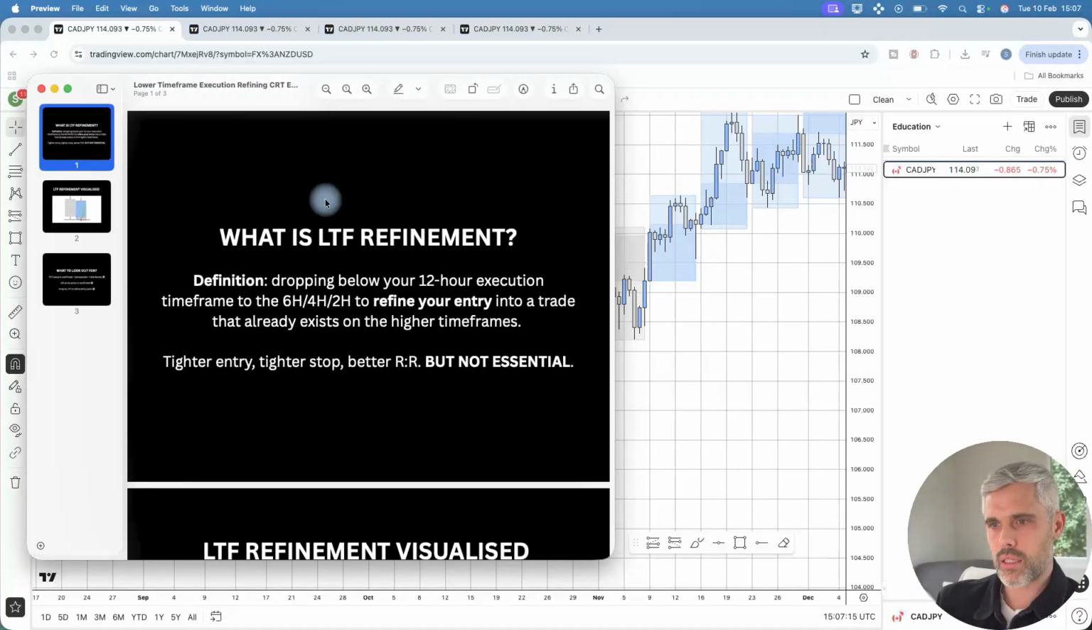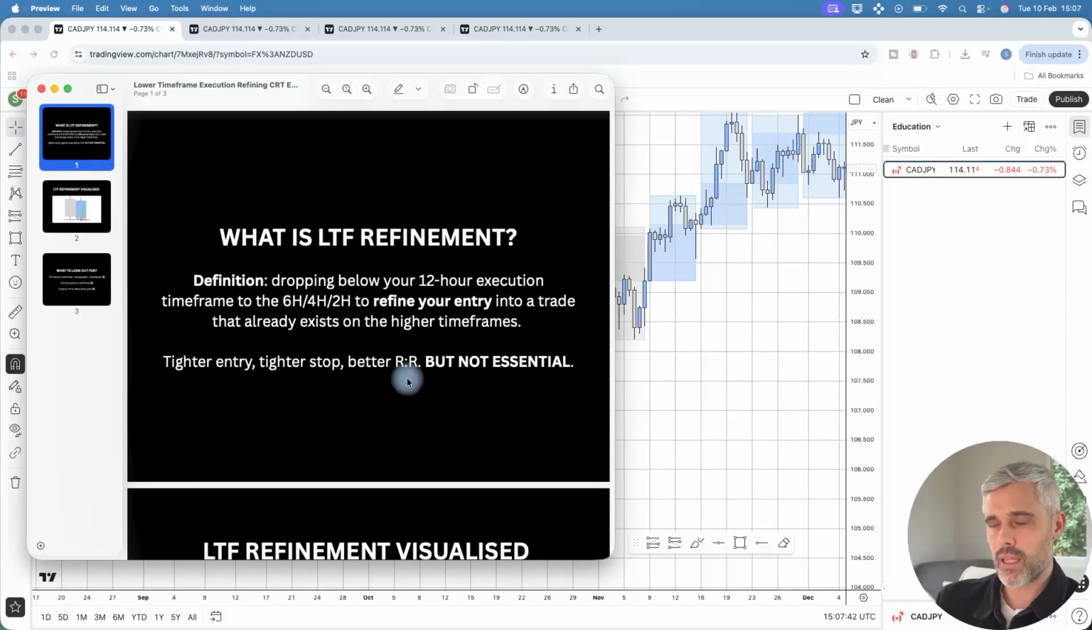So before we look at that, let's just touch on some theory. So what is lower time frame refinement? It's essentially dropping below your execution time frame. So for me, the 12-hour time frame. So it will be onto the 6-hour, the 4-hour, the 2-hour to refine your entry into a trade that already exists on your higher time frame. So this gives you a tighter entry, potentially a tighter stop loss, ultimately a better risk to reward.